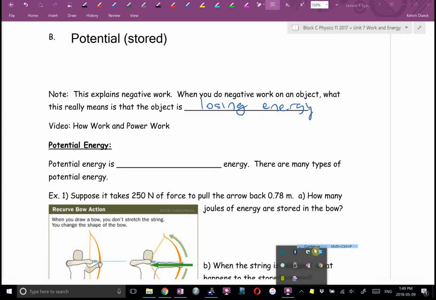Put your pencil down, look up. So, potential energy, let's try that again. Potential energy is stored energy. My mom says I have potential. Something different: potential energy is stored energy. And there are different ways to store energy. There are many types of potential energy.